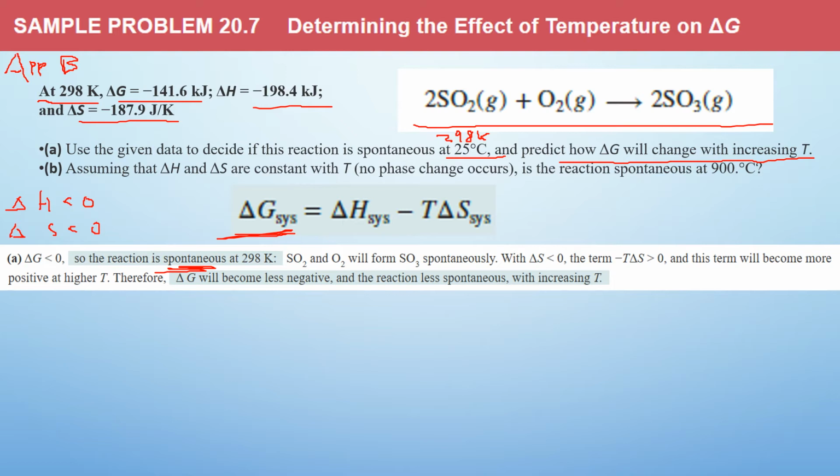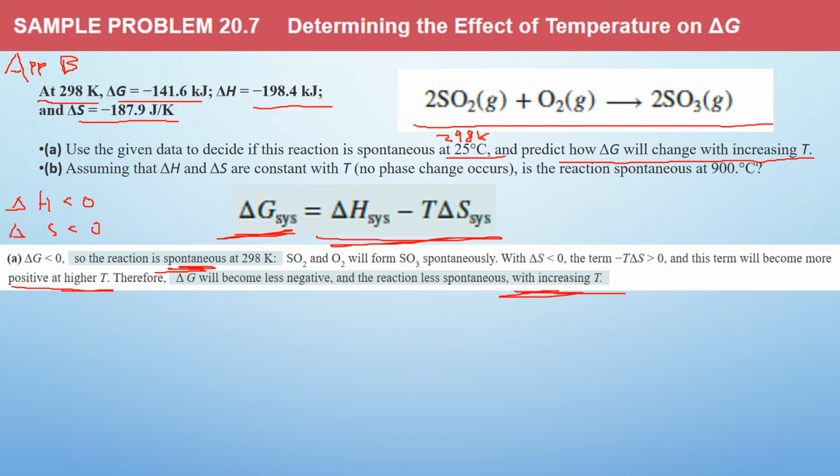You can also figure that out by just putting the numbers in here, substituting some temperatures and seeing the change. But from the previous table, we know that when they're both negative, an increasing temperature will make delta G more positive. So delta G will become less negative or more positive at higher temperature. So the reaction will become less spontaneous and eventually become non-spontaneous.